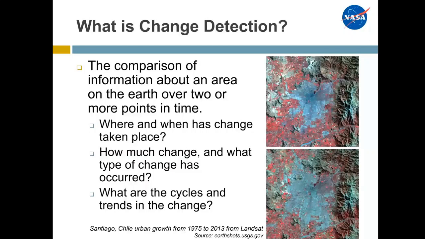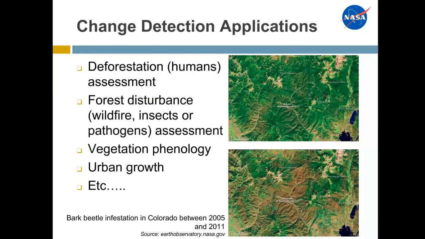These images show the growth of Santiago, Chile between 1975 and 2013 from the Landsat sensor. These are just a few of the many applications of change detection using satellite imagery. The images on the right show bark beetle infestation in Colorado between 2005 and 2011. In 2005, there was little to no infestation as shown by the green vegetation. In 2011, the brown areas indicate the trees that had been killed due to the beetle infestation.